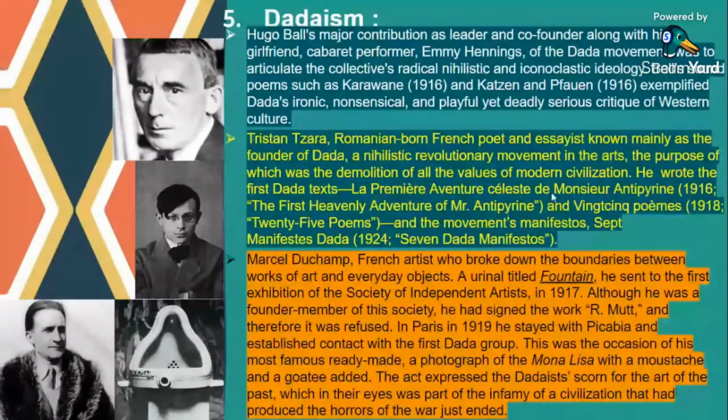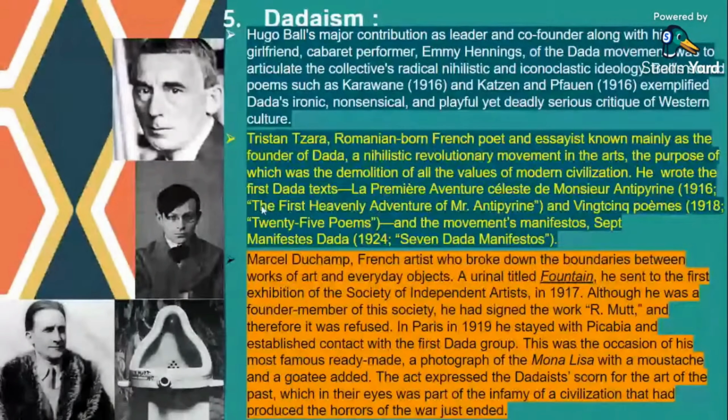He wrote the first Dada text. First we find that the modernist authors or painters were demolishing the values of their predecessors, the Victorians. But why is he demolishing his own age's values, that of modern civilization? So he was against that as well. He wrote the first Dada text, La Première Aventure Céleste de Monsieur Antipyrine, translated as The First Heavenly Adventure of Mr. Antipyrine.